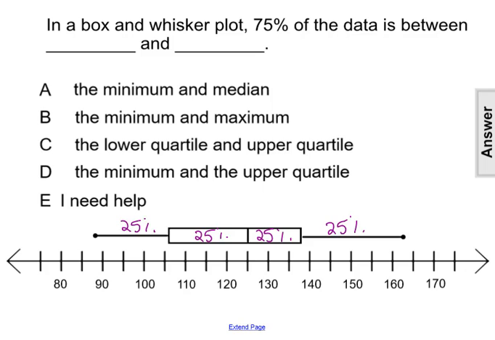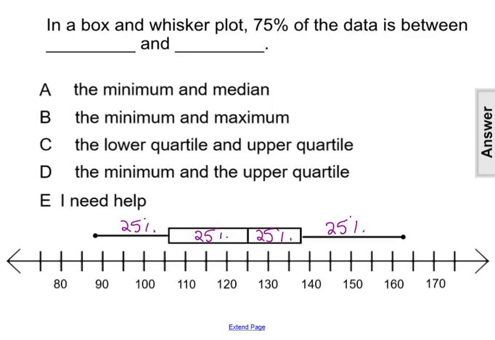Now let's look at the lower quartile and the upper quartile. So the lower quartile is here, and the upper quartile is here. In between, we just have 25% and 25% in the box, so that's only 50%. So our answer is not choice C.